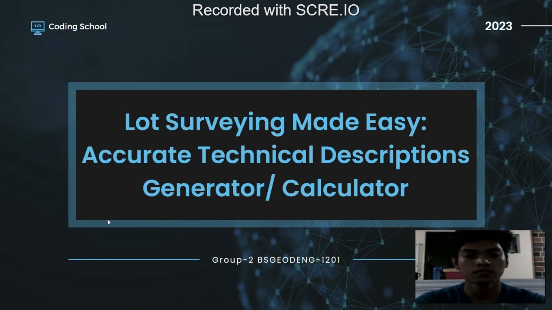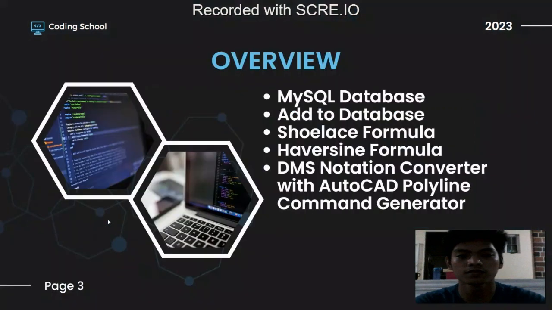We are Group 2 from BS Geodetic Engineering 1201, and here is our Python code entitled Lot Surveying Made Easy, Accurate Technical Descriptions Generator and Calculator.